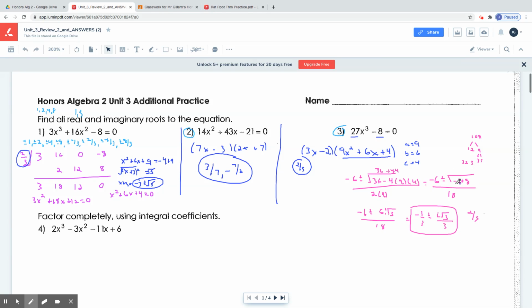All right, so the key is just finding, if you have a cube, you find one zero, and then you have to solve, whether it's by factoring, completing the square, or like we did this one, the quadratic formula. All right, so those are the first 3.